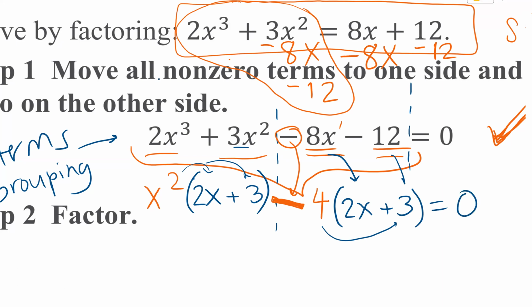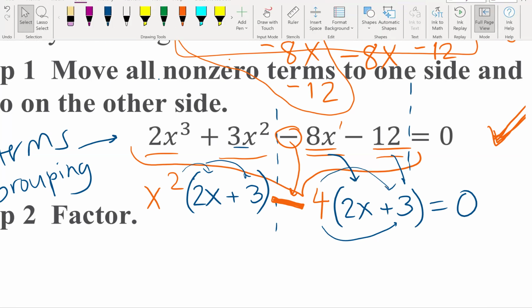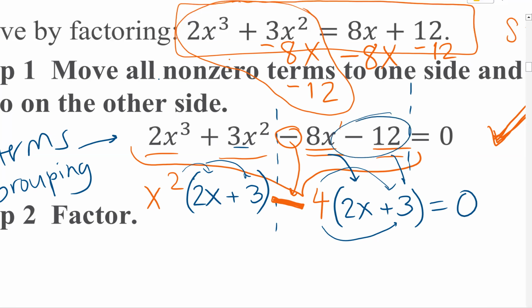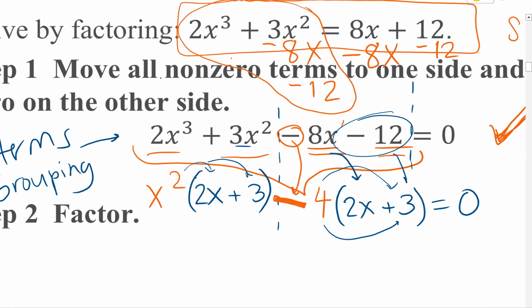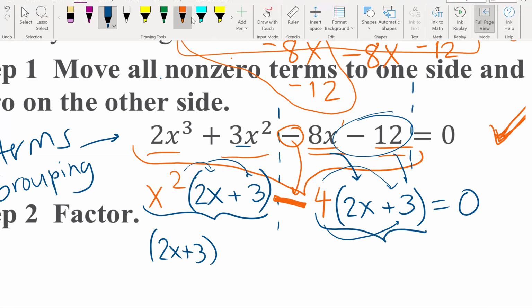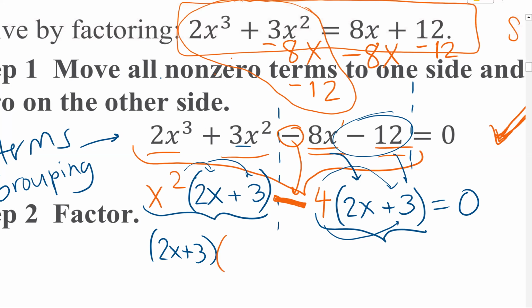And it would have to be plus 3, because if that 3 was negative, it would be a negative 4 multiplied by a negative 3. That would make positive 12, but I want to see negative 12 to match this one. So far that's looking good. I've got 2x plus 3 as the like term between this big term and this big term. And the leftovers are going to go in their own parentheses. I've got x squared from this one, minus 4 from this one.